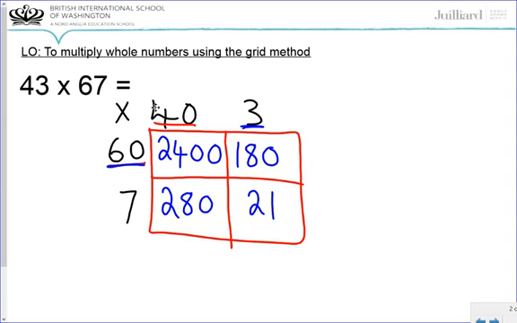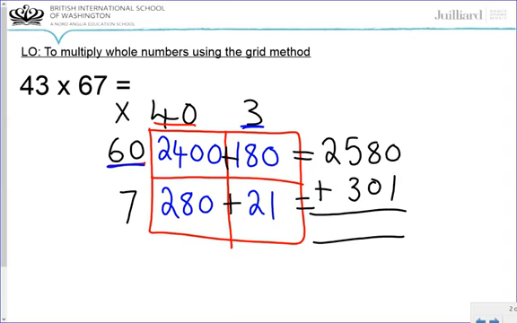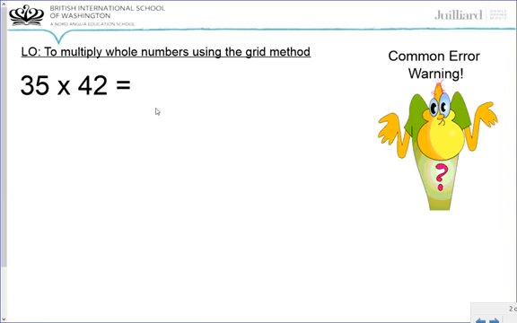I now just need to add these numbers together. Can do it mentally, there's nothing wrong with that. I tend to not because I sometimes make clumsy mistakes. So 2,400 and 180 would be 2,580. Add this, which would be 280 add 21, would be 301. I'm going to add these together to get my answer. 1 add 0 is 1, 8 add 0 is 8, 5 add 3 is 8, add 2. My answer for this question is 2,881.